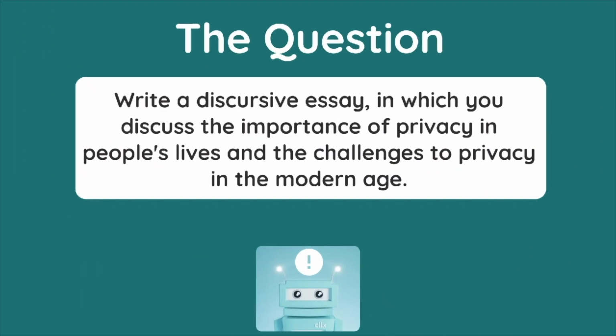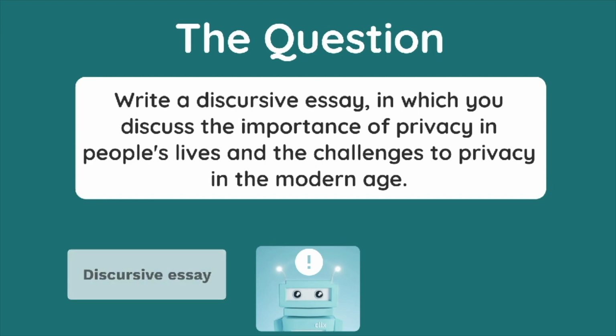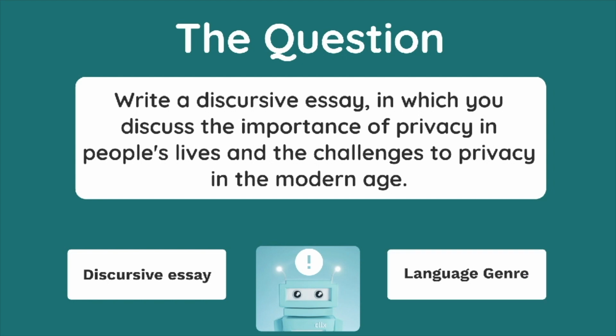The question reads, write a discursive essay in which you discuss the importance of privacy in people's lives and the challenges to privacy in the modern age. So the first thing to consider here is the fact that the question requires you to write a discursive essay. A discursive essay gives you the chance to discuss a certain topic's pros and cons. The next thing then to consider in light of this question is the fact that you'll need to decide on the appropriate language genre. For a discursive essay, you will be expected to primarily employ the language of persuasion.